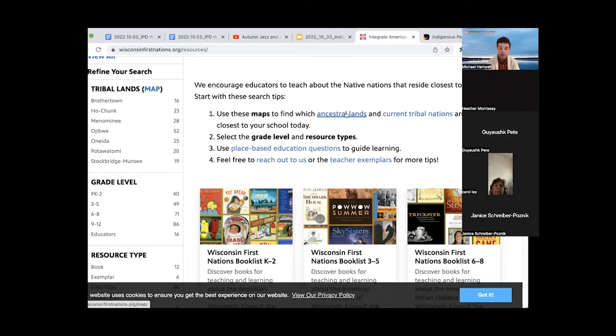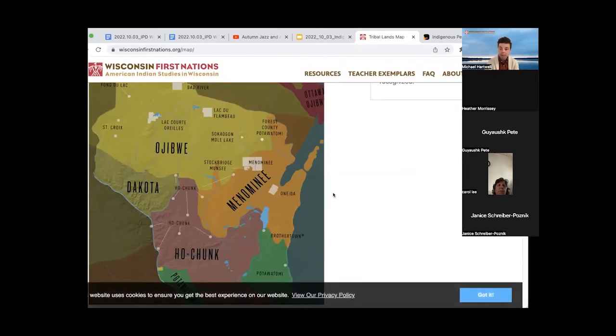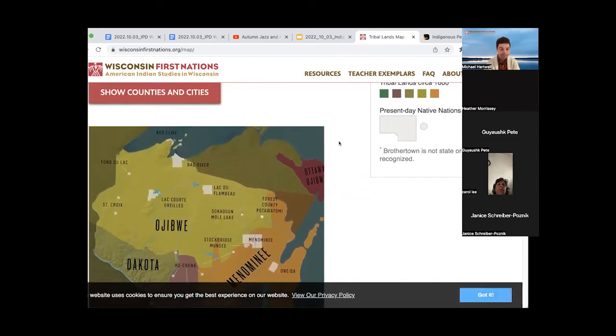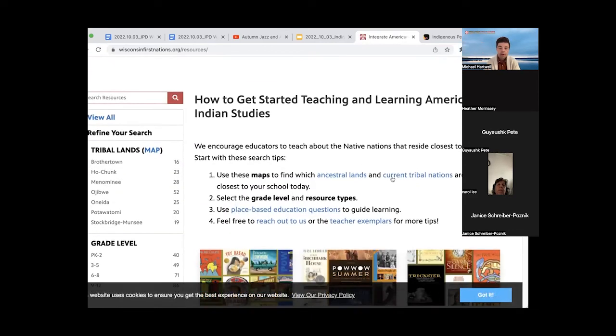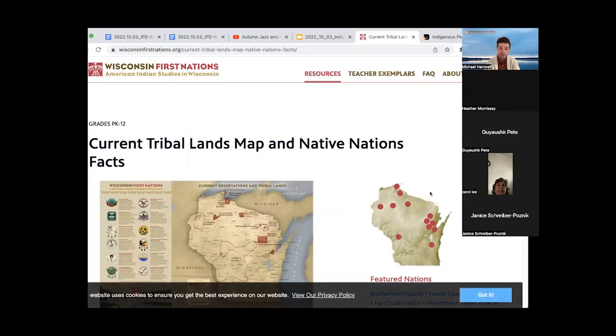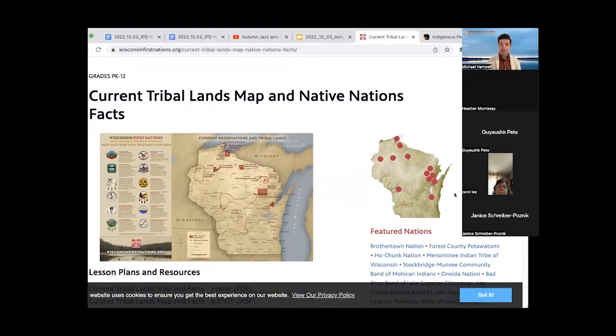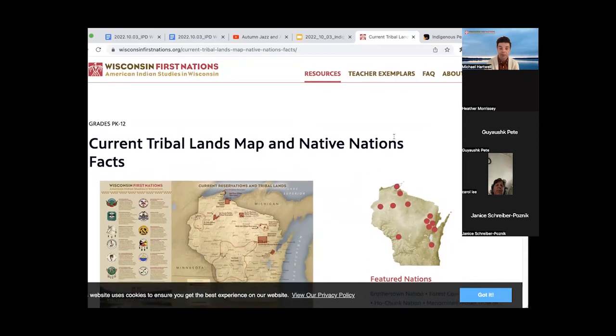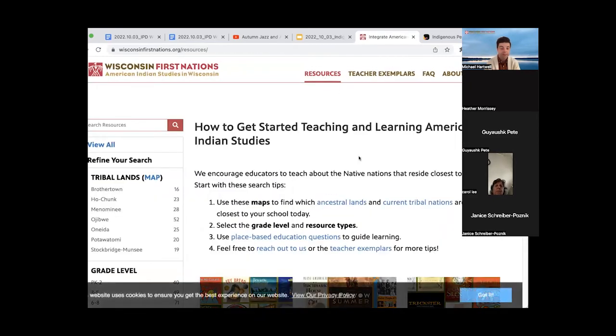You'll see these two links right here. We'll show you the maps that I am speaking about. And there's another one, current tribal nations. You may recall early in the session today, Jamie actually put up a map that was similar to this, showing off the 12 tribal nations as they are currently in existence in Wisconsin. And these are the different symbols that are associated with them. This map will be very similar to the one that Jamie shared in her introduction slide, with a little bit more information here. So you'll be getting to get a closer look at that too.